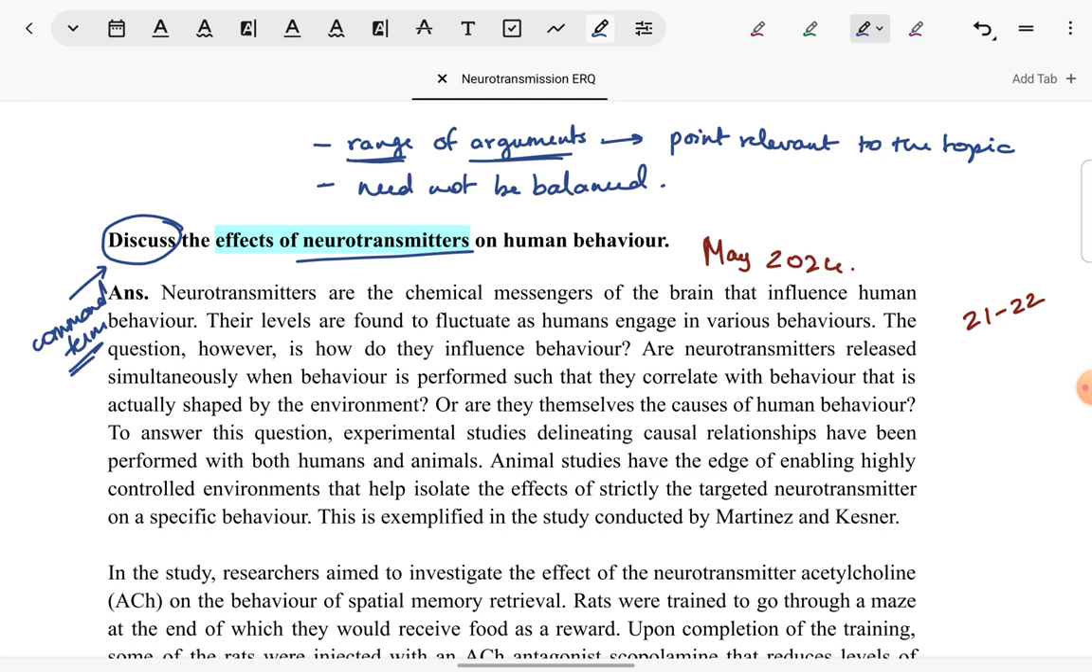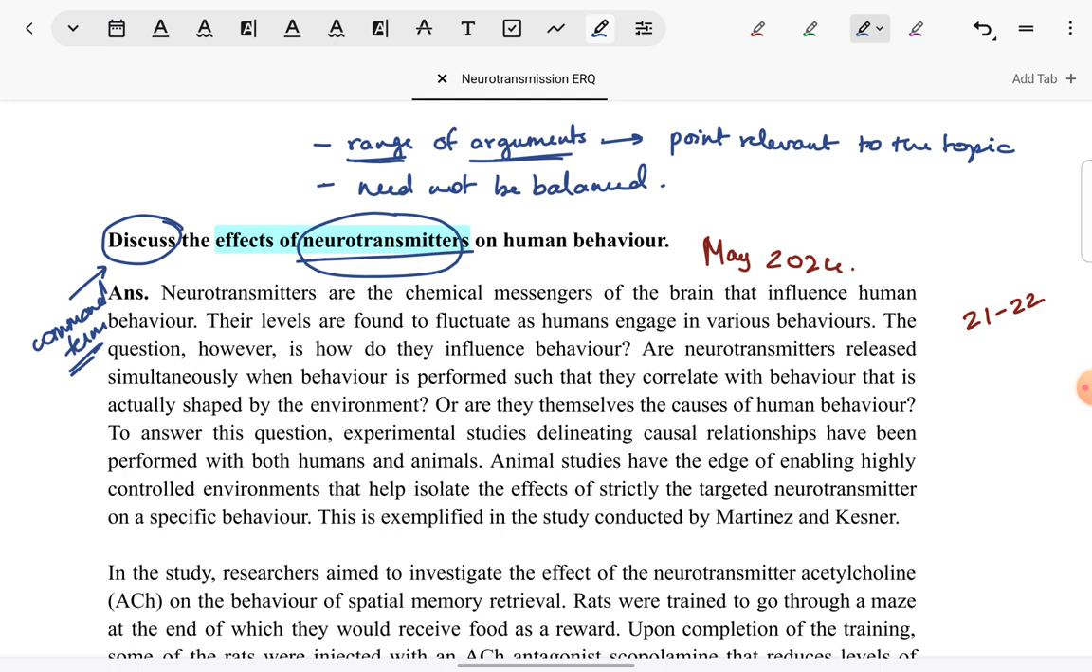What is important is, since neurotransmission is such a broad topic, you have to be specific and make explicit which aspects of neurotransmitters you are going to be dealing with. That makes for your argument. So first, when you see the discuss command term, in your mind, be sure of how many arguments and which arguments you want to give. Mentally just outline your arguments and which studies you will use to bring about the arguments.